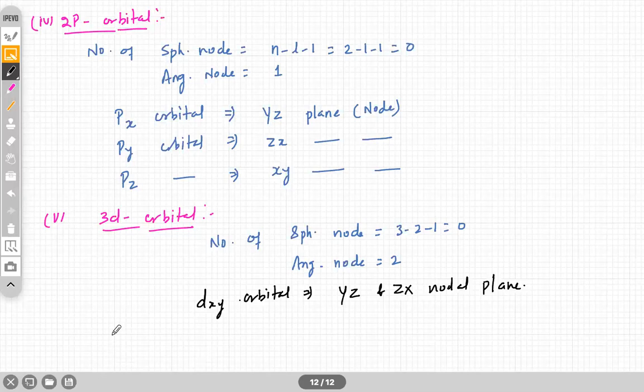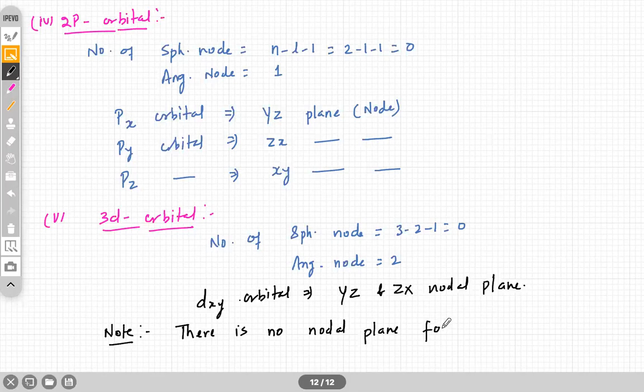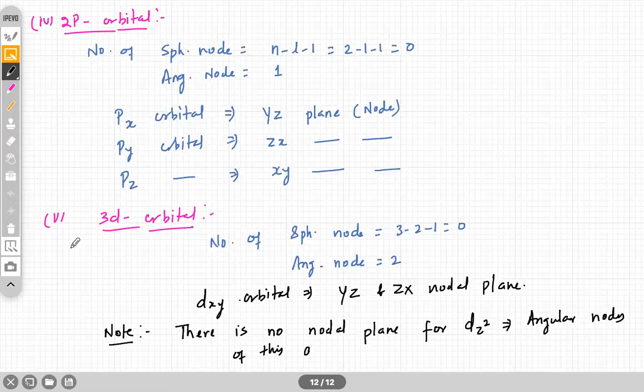Here we have only one exception. Write down this point. Note, dz square, there is no nodal plane for dz square. This you have to memorize. It's an exception. There is no nodal plane for dz square, but the angular node of this is a cone in this shape. We don't have a plane, but the angular node of this is a cone, and that's why we don't represent it. Like I said, it's a complex shape, and hence we do not represent the angular nodes there.